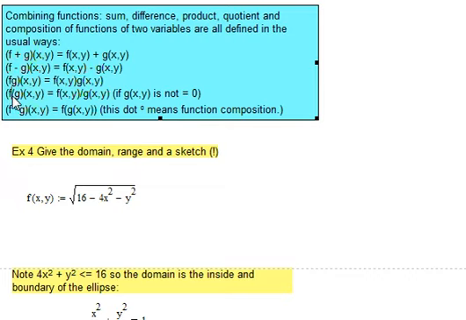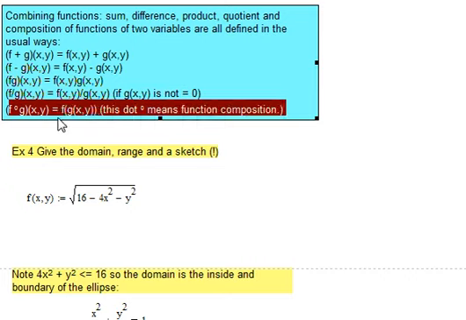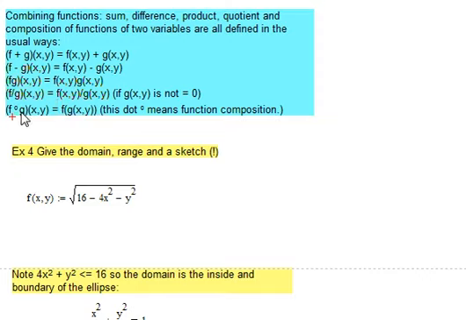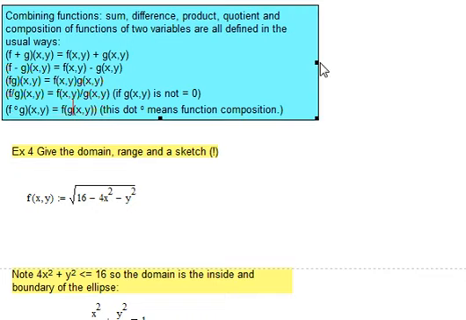Now, in other words, (f over g)(x, y) is f(x, y) divided by g(x, y), as long as g(x, y) is not 0. And function composition also works the same way. So f composed with g of (x, y) is f of g of (x, y). So that's kind of good news. Functions of multiple variables behave the way we expect them to.